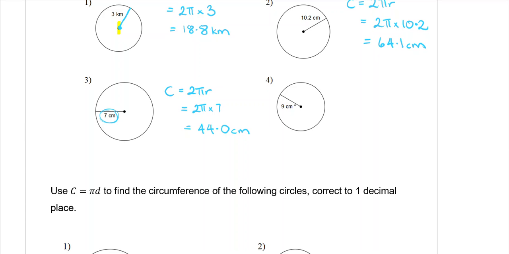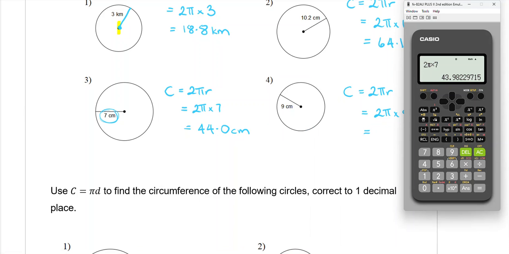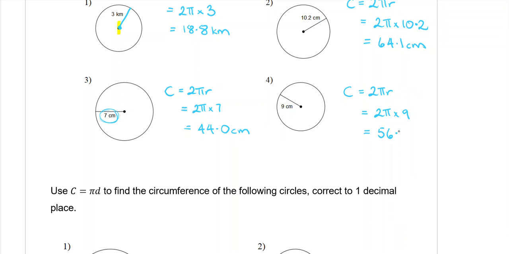Question 4. The 9 is a radius. So C is equal to 2 pi r. Second line, sub in that the radius is 9. 2 pi times 9. Third line, type it in your calculator. And that will be 56.5 centimeters to one decimal place.